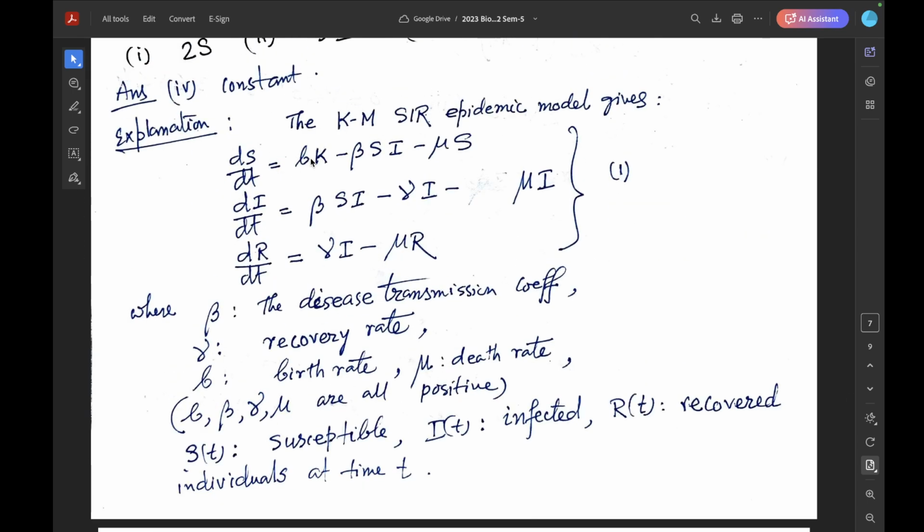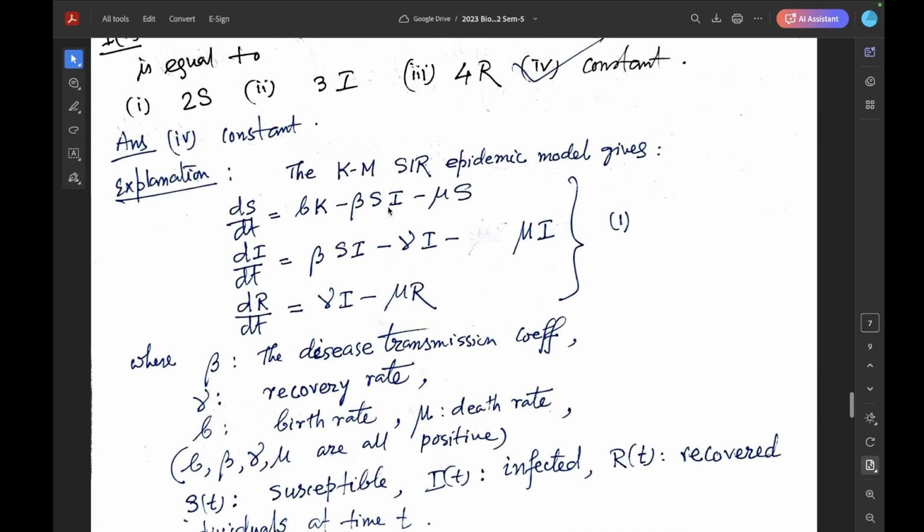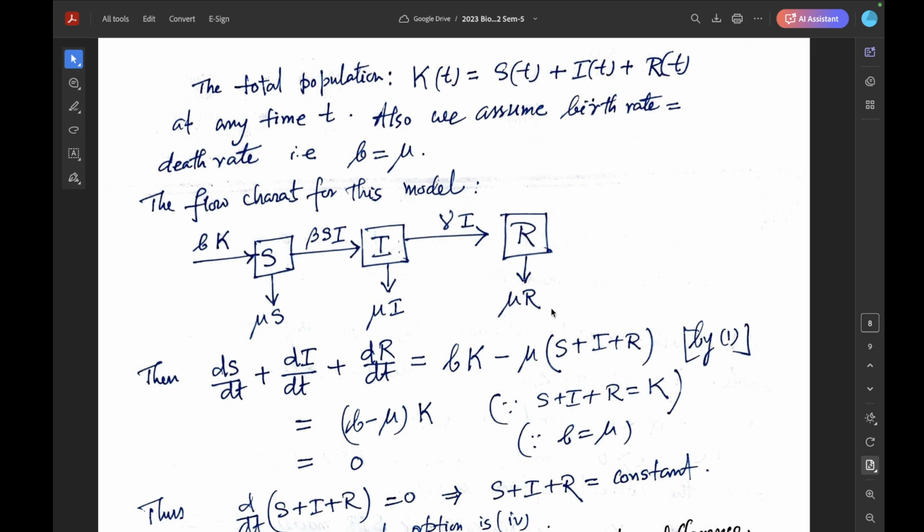So dS/dt equals B K minus beta S I minus mu S. The input here is B K, so plus; the output is mu S, and the outflow is beta S I, so minus. So dI/dt equals, the input here is beta S I, the output is mu I, and this output is gamma I, so minus gamma I. And for dR/dt equals gamma I minus mu R.